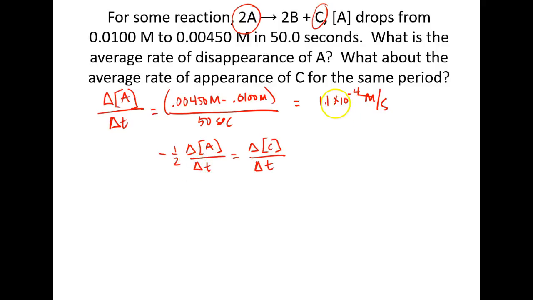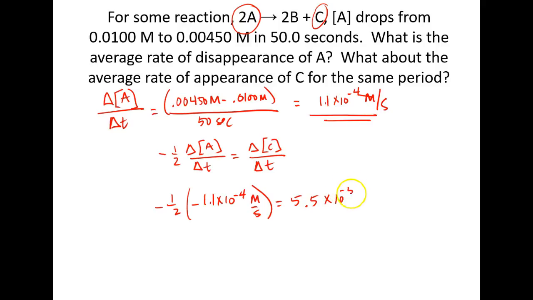If I just substitute in, and this is a rate of disappearance, so technically if I wanted to put a negative sign on that, I could. I should get 5.5 times 10 to the negative fifth molarities per second.